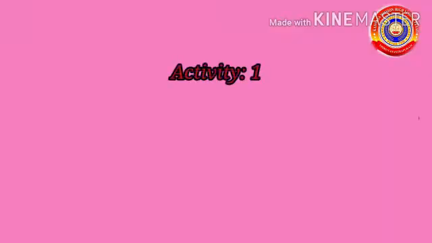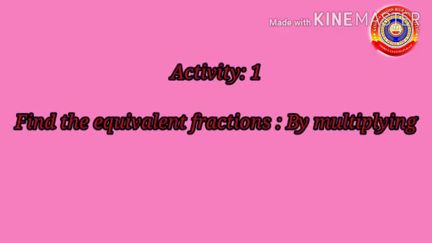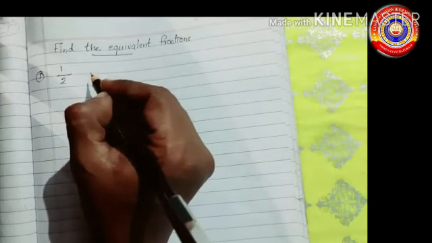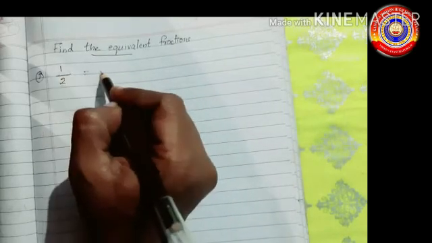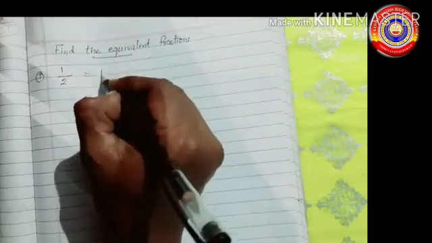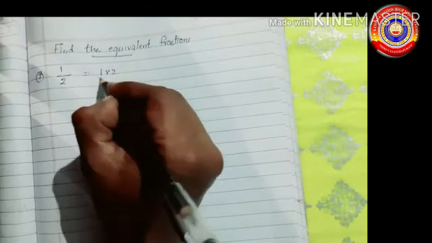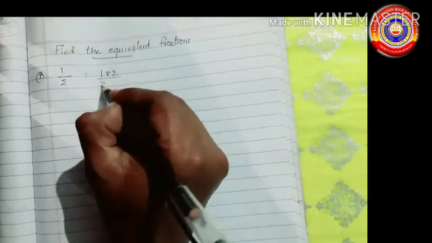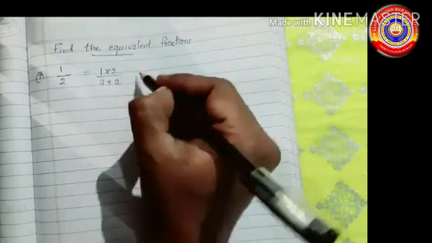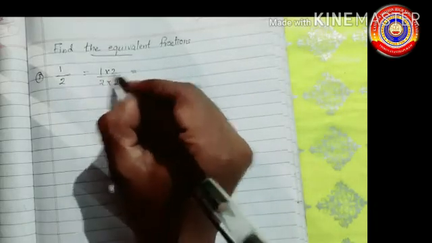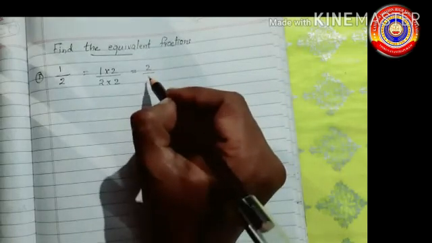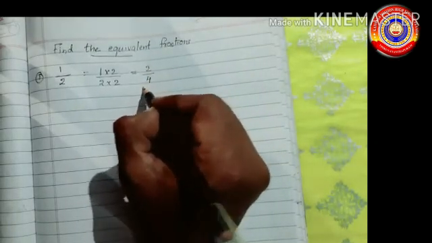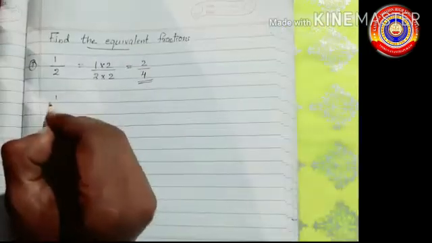First activity, find the equivalent fractions by multiplying. Question number 1, find the equivalent fraction of 1 by 2. Here, we are going to multiply 2 with the numerator and denominator of 1 by 2. That is 1 into 2 by 2 into 2. 1 into 2 is equal to 2. 2 into 2 is equal to 4. Then the equivalent fraction of 1 by 2 is equal to 2 by 4.